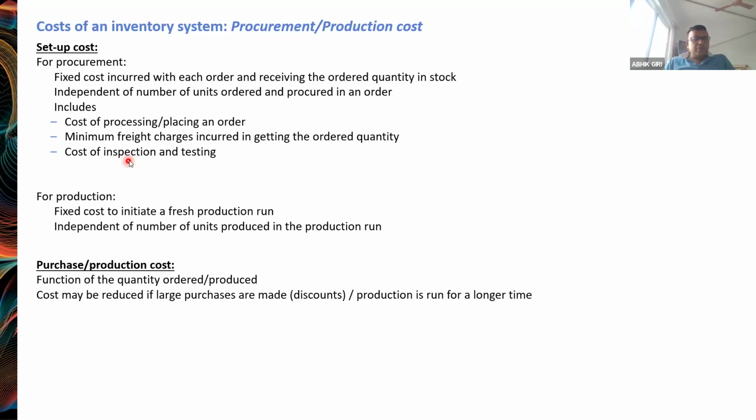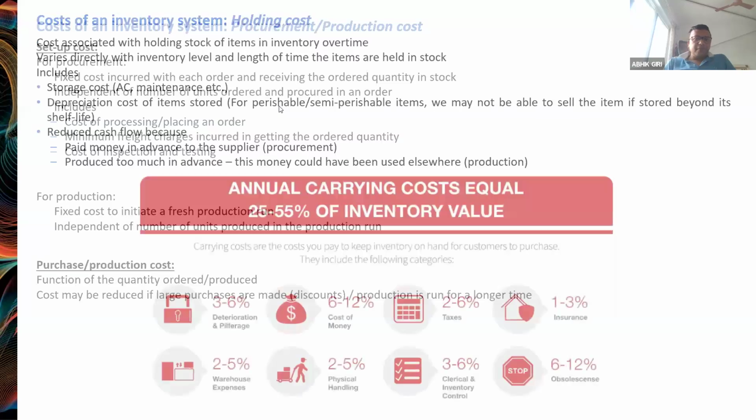For procurement, there is also a fixed cost. Whenever you are placing an order, there might be some cost. And if your supplier is shipping it, then there might be a minimum freight transportation charge, which would be the same whether you are buying 1 unit or 10,000 units. Also, every time you get the product, you need to inspect and test that it is of the desirable quality. Again, this is independent of the number of units that you order from your supplier.